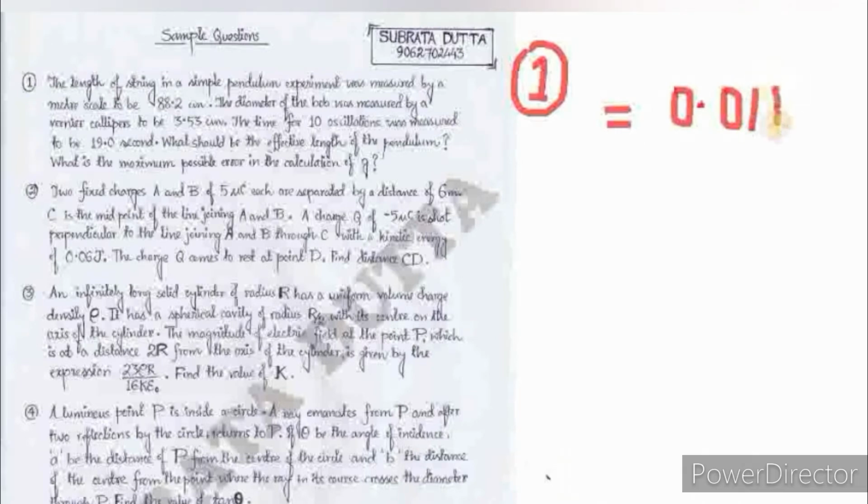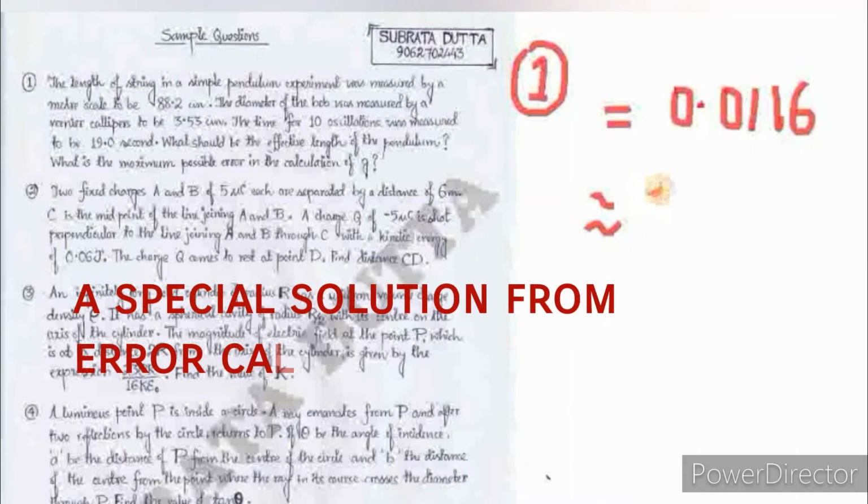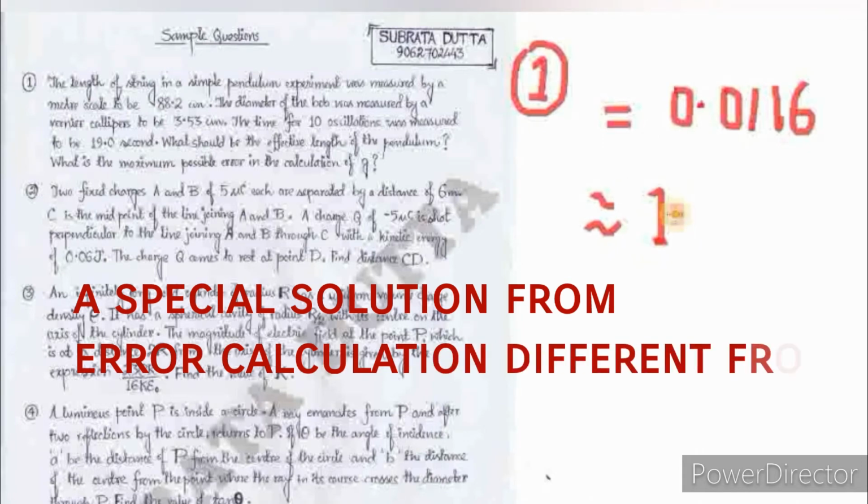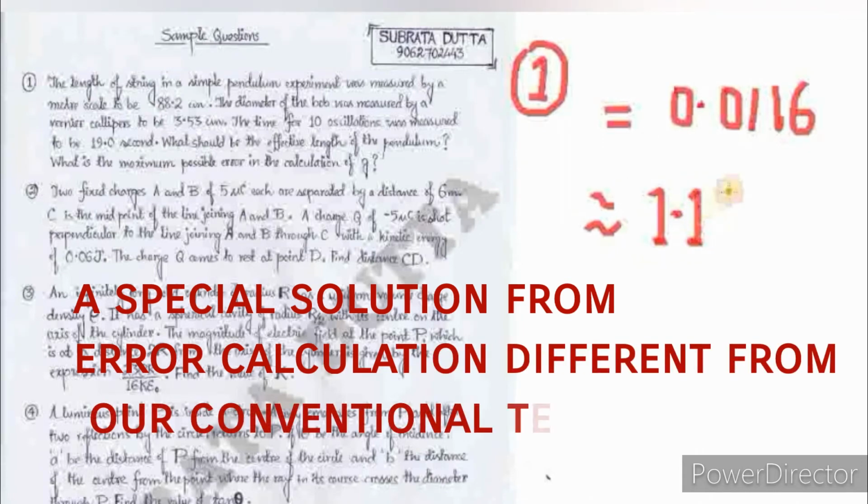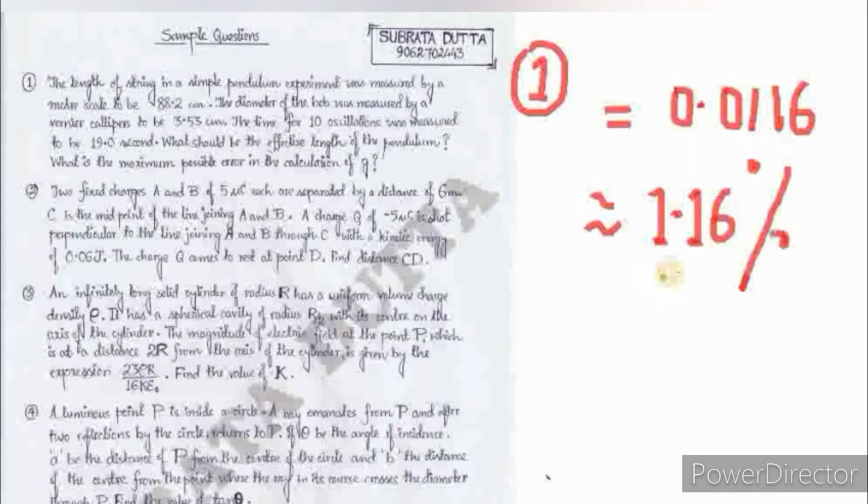That is, the corresponding percentage error of the acceleration due to gravity is 1.16%. Okay, that is our answer. Now you can practice this type of questions and you can answer them very easily. So this is the process of solving this type of question.